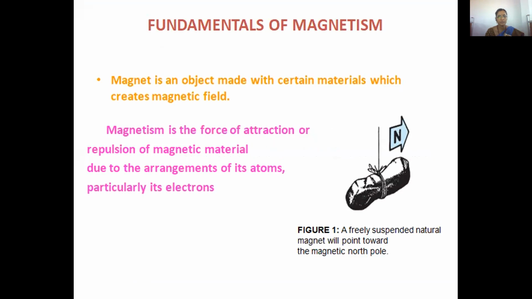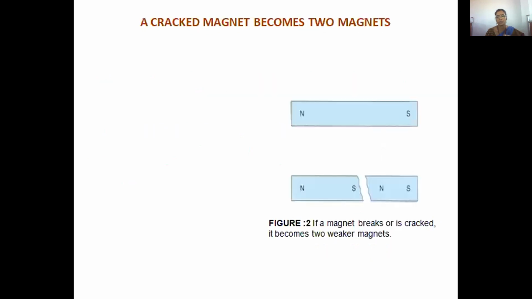Magnetism is the force of attraction or repulsion of magnetic material due to the arrangements of its atoms, particularly of its electrons. A freely suspended natural magnet will point toward the magnetic north pole. I mean, it points in the north and south directions. Hence, we call the poles the north pole and south pole.